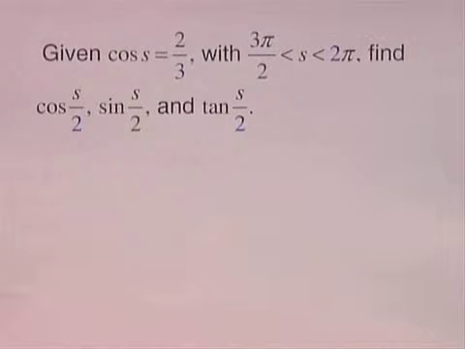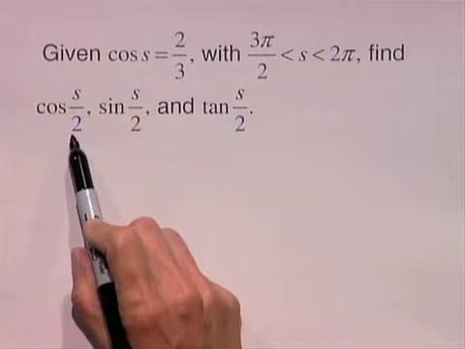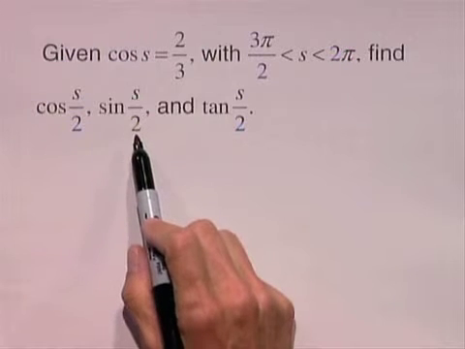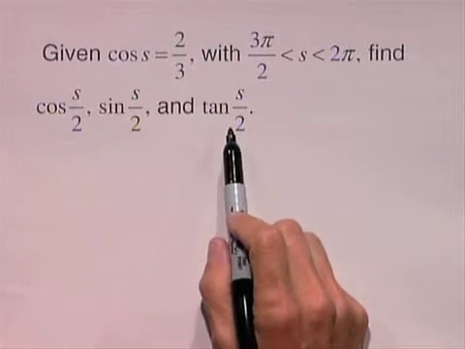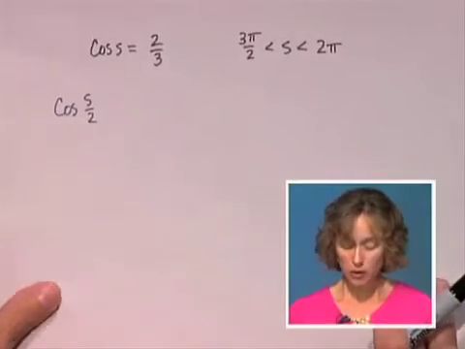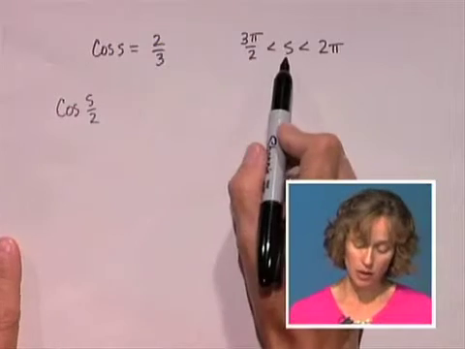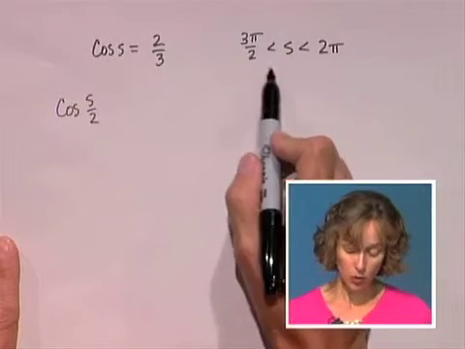Let's work with some half angle identities. Given that cosine s is 2/3, with s between 3 pi over 2 and 2 pi, we want to find the cosine of s over 2, the sine of s over 2, and the tangent of s over 2. Let's start with the cosine. To find the cosine of s over 2, what we know is that the cosine of s is 2/3, and that s is in quadrant 4.